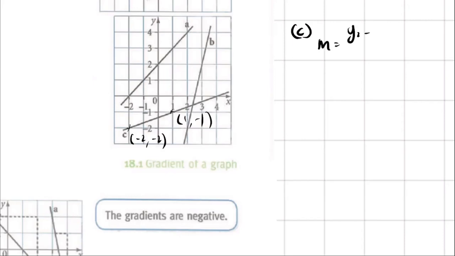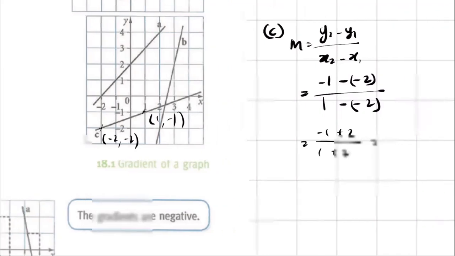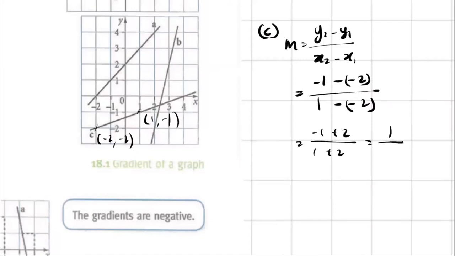m is equal to y2 minus y1 over x2 minus x1. Negative 1 minus negative 2, over 1 minus negative 2. Negative 1, negative 2, negative 2, 1 plus 2, so 1.